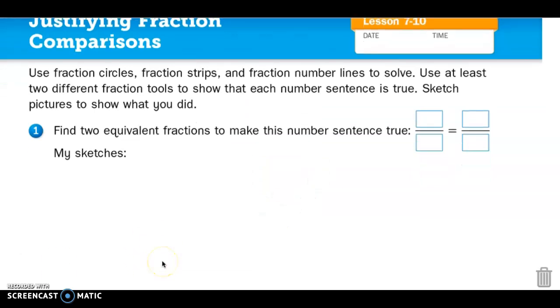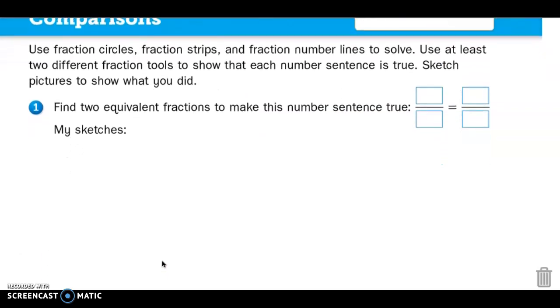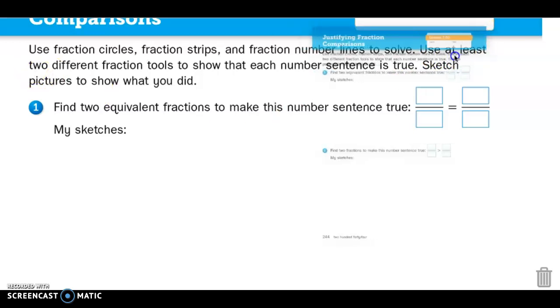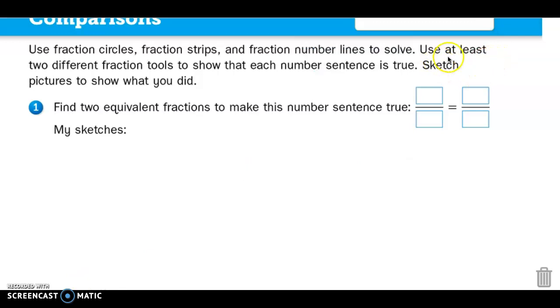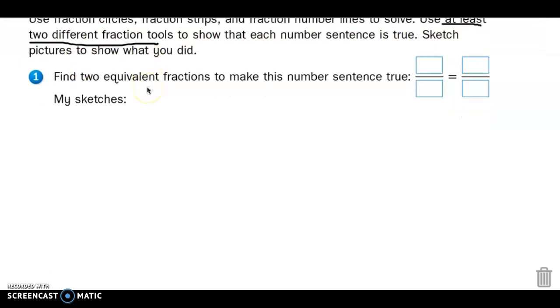There we go. Okay. Turning the page to 244, it says use fraction circles, fraction strips, and fraction number lines to solve. That's exactly what we did on the last page, so we are going to be experts at this. It says use at least 2 different, at least, which means you can do more, at least 2 different fraction tools to show that each number sentence is true. Sketch pictures to show what you did.